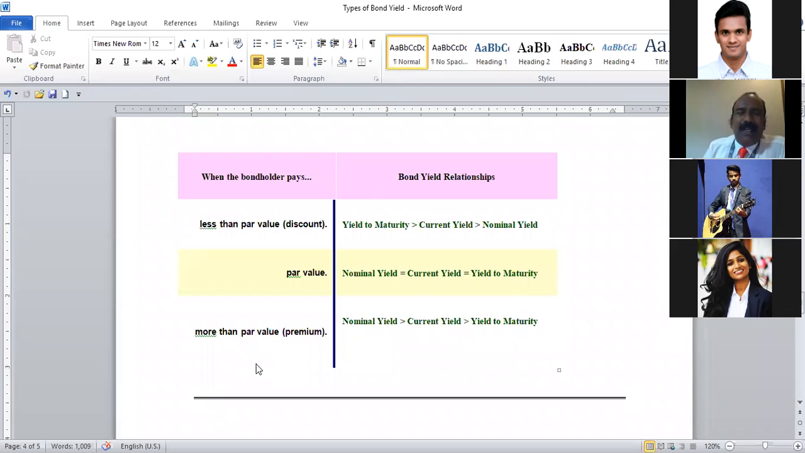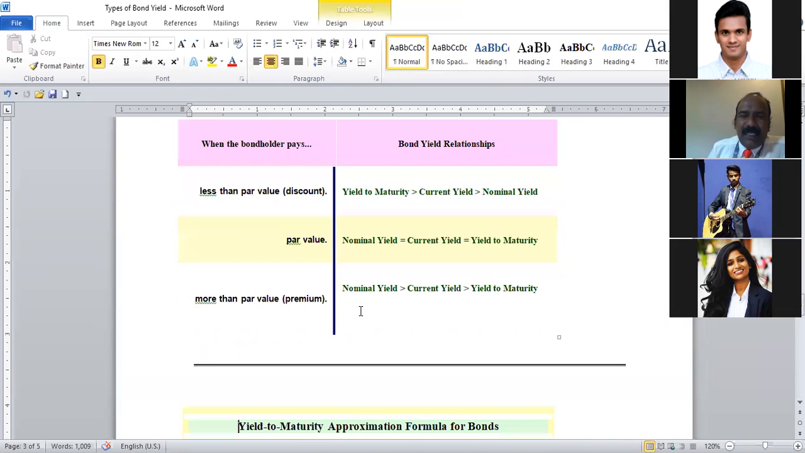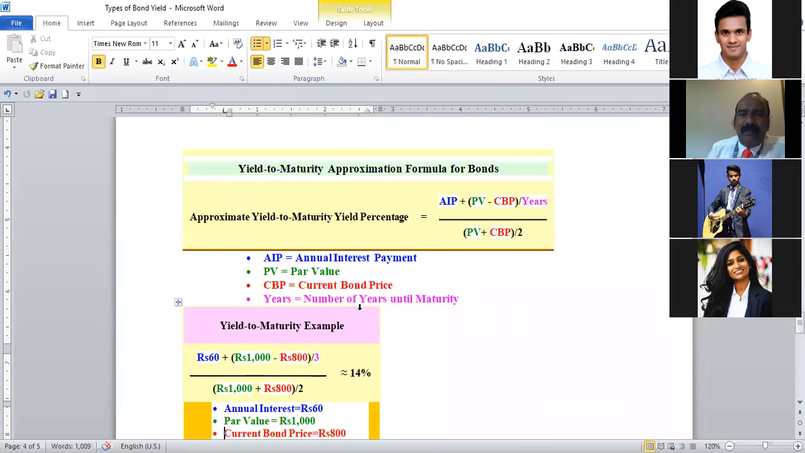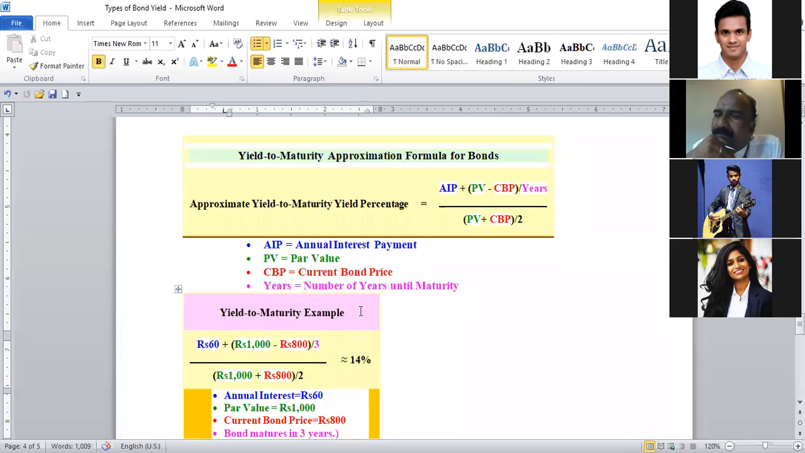Good. Now we can calculate this current yield. Just look at the equation. It is not the exact calculation, it is approximate. You can calculate like this. We have seen nominal yield calculation: interest payment divided by par value of the bond into 100. Current yield, how do you calculate? Interest payment divided by current market price into 100.